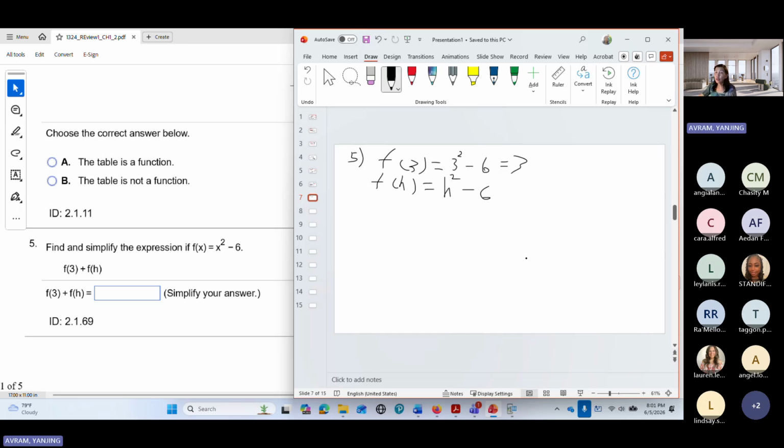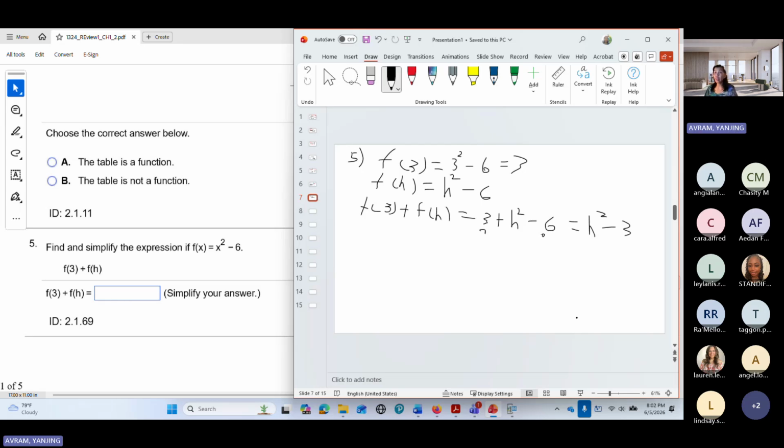Okay. All right. So you find this one and then just add these two together, right? So you want to have f of 3 plus f of h, right? Okay, so how much is my f of 3? My f of 3 is 3, right? And then my f of h is h squared minus 6. Okay, and you always need to combine the like terms or simplify the final answer. So these two are the like terms, right? So you need to add these two together. So 3 minus 6 will be negative 3. So this is my final answer in here, h squared minus 3.